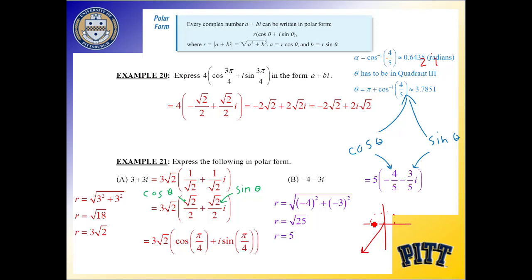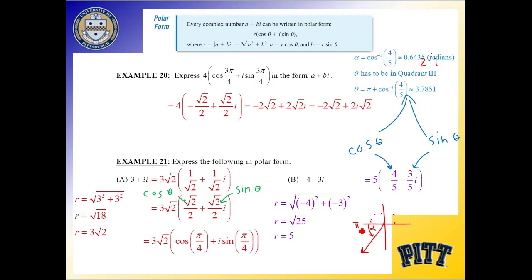So here I'm going to need a reference angle. So I just take the arc cosine of 4/5 and get about 0.6435 radians. But I realize that's alpha. And that means in this figure down here, this is alpha. And I also know that this is pi.